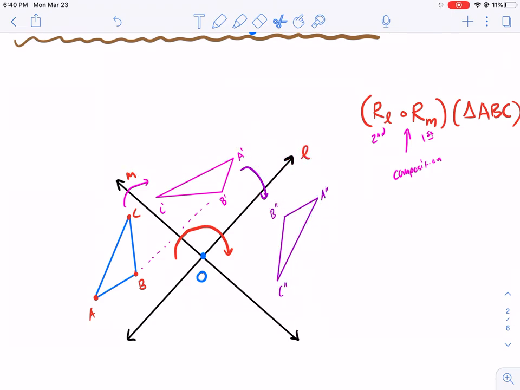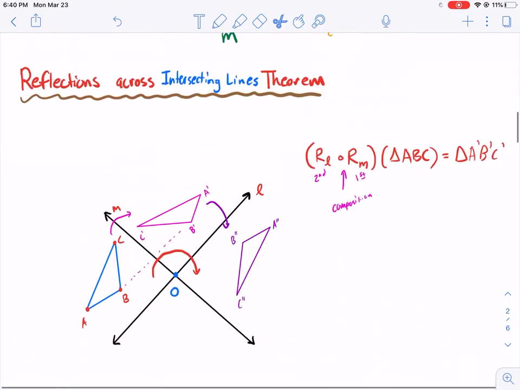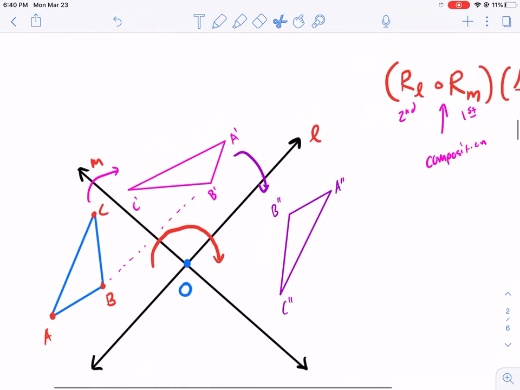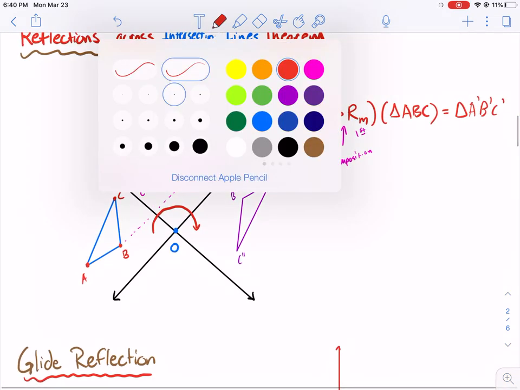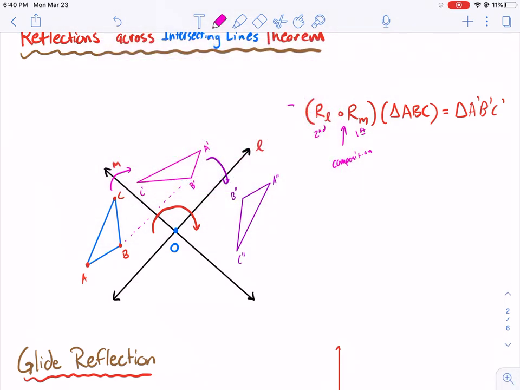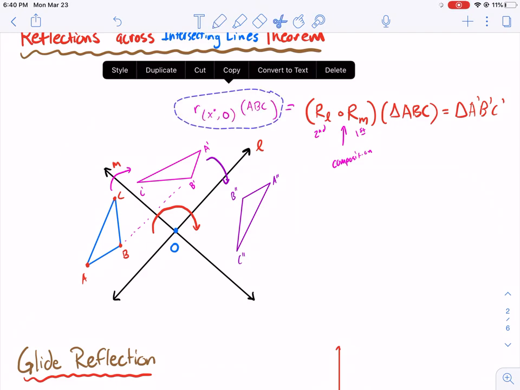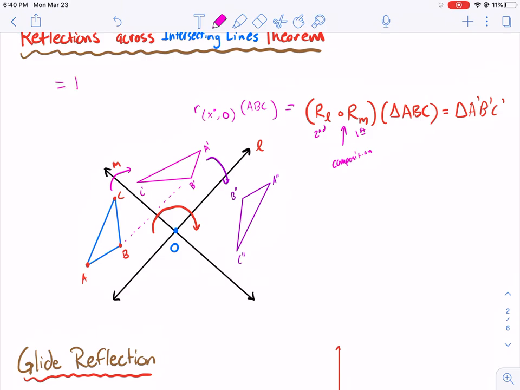So now I just need to notate this. So a double reflection over intersecting lines is the same thing as a rotation. So keep in mind that some x degrees over some point, in this case it's O, of A, B, C. And I could put the triangle sign, but it's the same thing. Okay, so it is the same thing as a rotation.